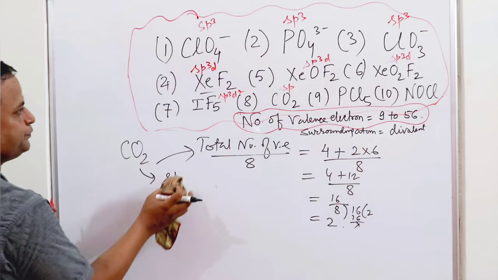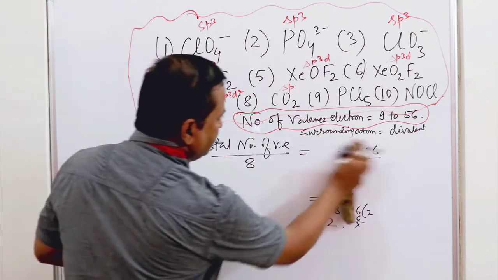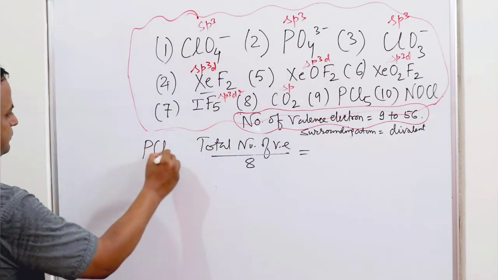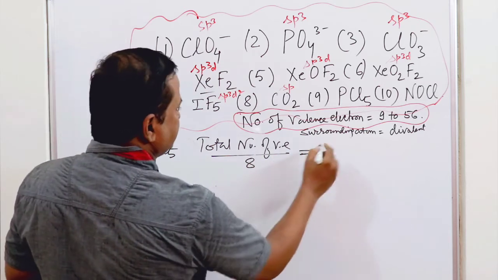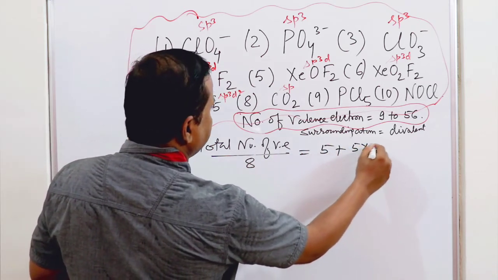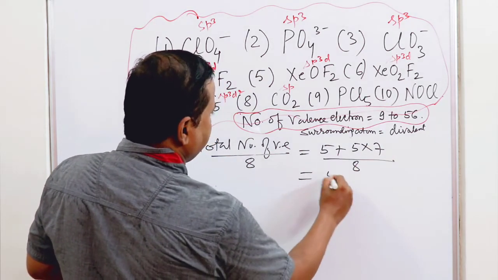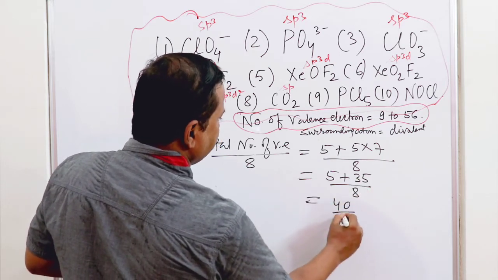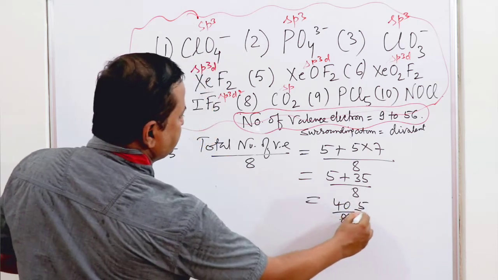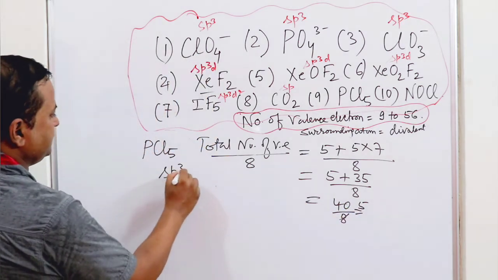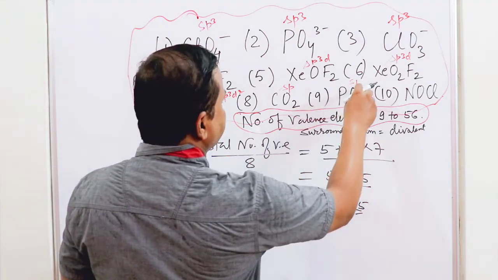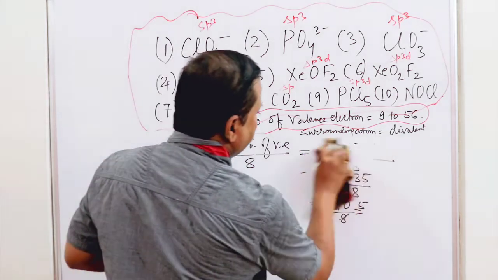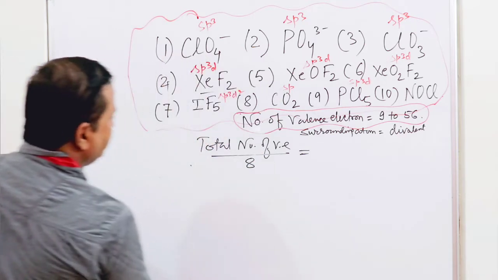Next, move on to PCl5. So PCl5, phosphorus pentachloride. So phosphorus 5 and 5 into 7, same by 8, 5 plus 35 by 8, so this is equal to 40 by 8, 8 5s are 40. So 5 means it is sp3d, so this has sp3d. Next, the last example that I have chosen is that of NaCl.